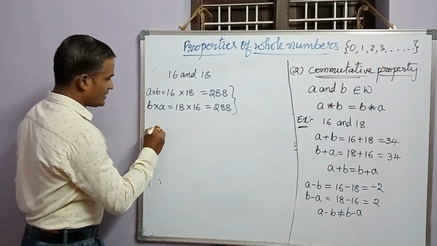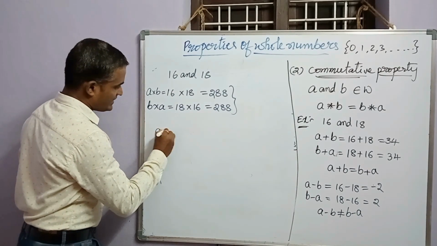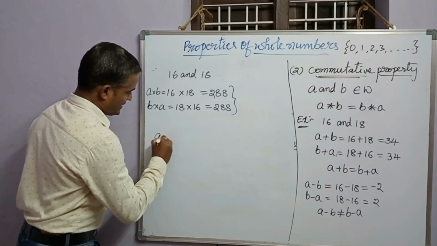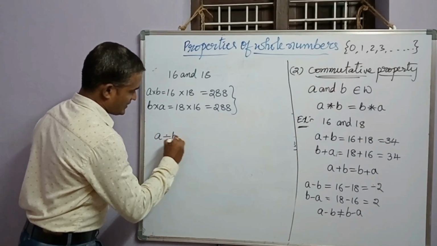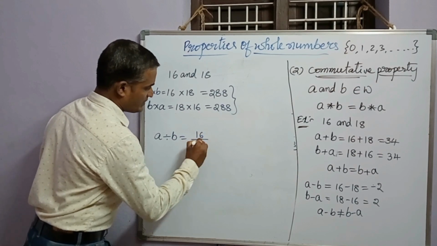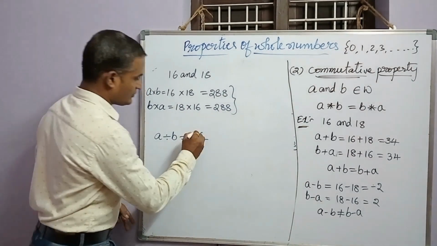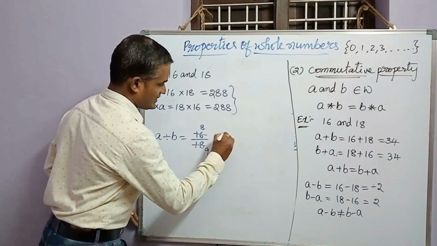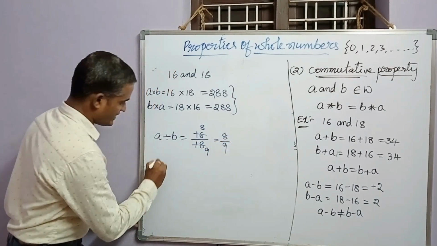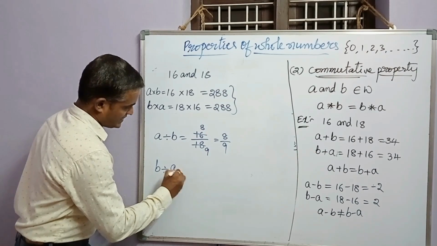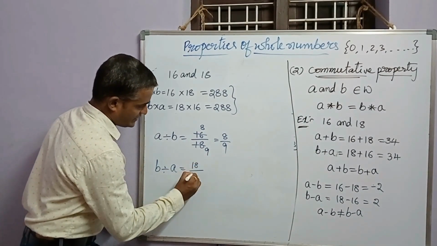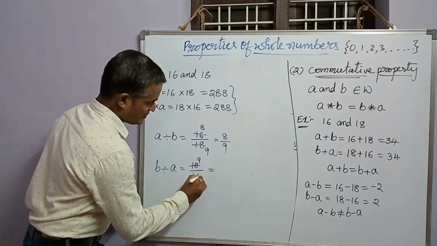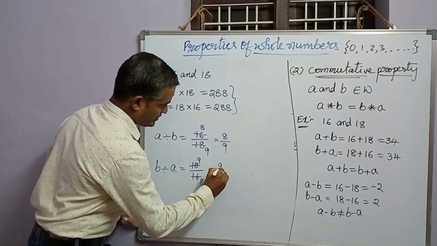And in the same way we'll go for division. A divided by B, 16 divided by 18. 2 eights are 16, 2 nines are 18, so 8 by 9. And B divided by A is 18 divided by 16. 2 nines are 18, 2 eights are 16, so 9 by 8.